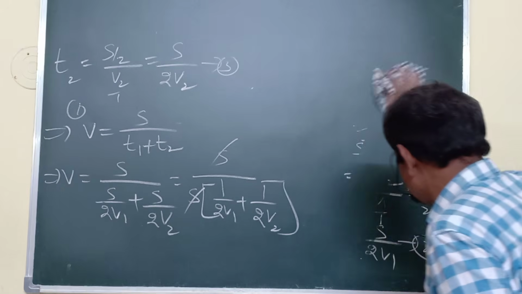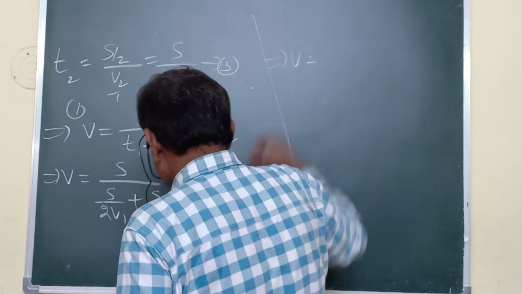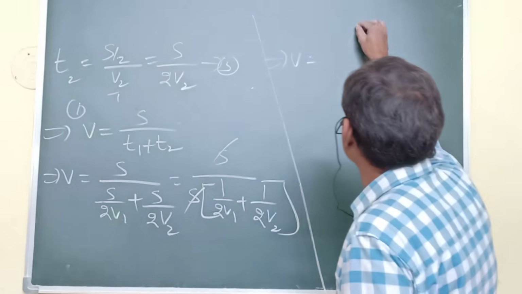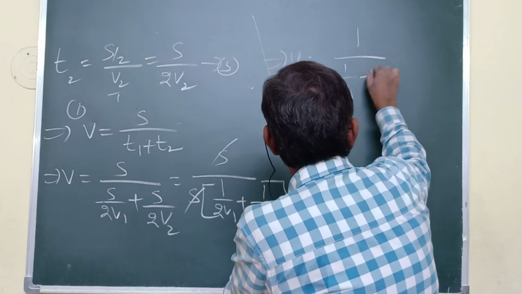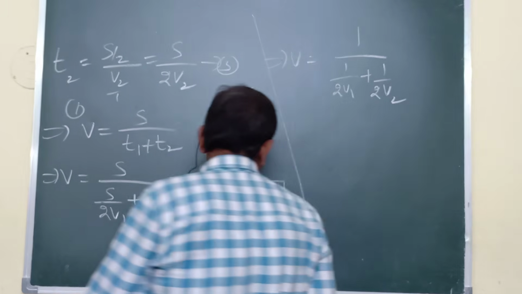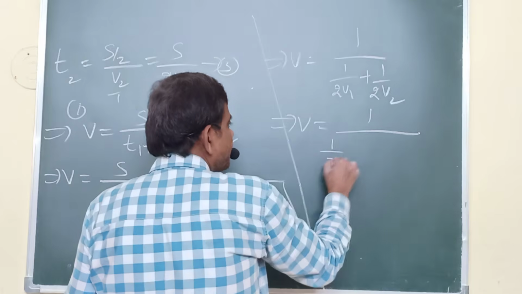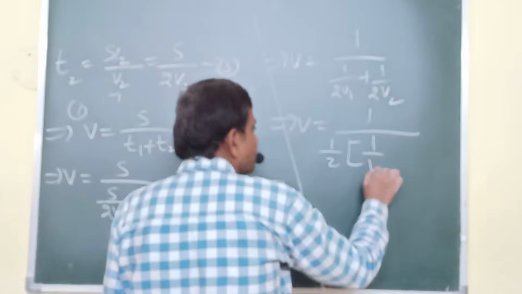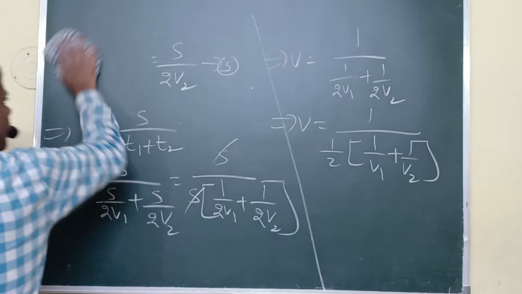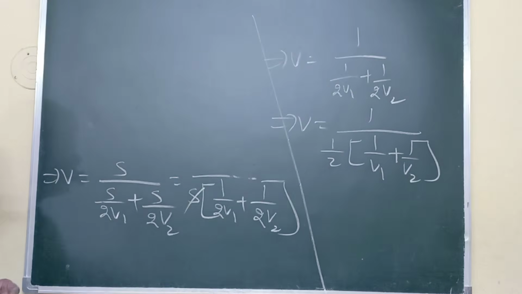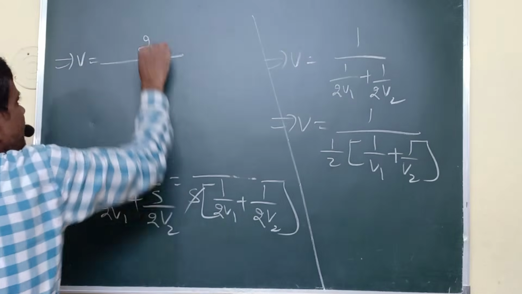So finally, average speed V equals, remaining what? 1 by 2V1 plus 1 by 2V2. Again here I am taking 1 by 2 common. Now what am I getting? 1 by V1 plus 1 by V2. Again you take LCM. Now this implies V equals 1 by 1 by 2, which I am writing as 2.